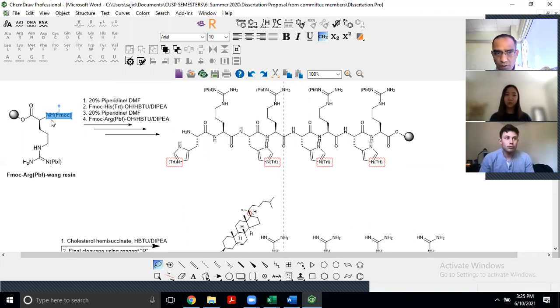And once it removes FMOC, what will we have? Free amine. Okay. Then we will add histidine trityl OH. When we say OH, OH means carboxylic acid group. OH means what? Carboxylic acid group. So this carboxylic acid group will react with this free amine, and it will make what? This peptide bond.